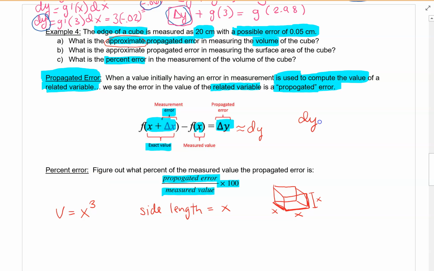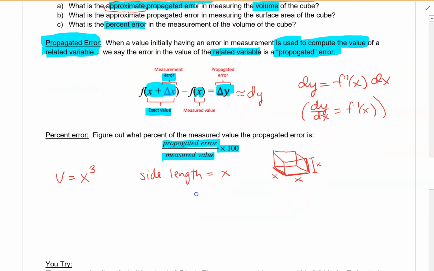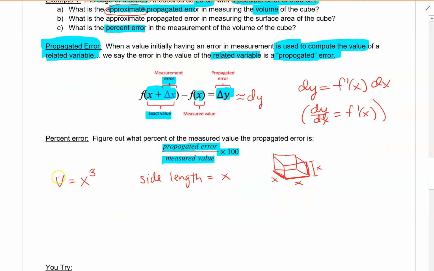So don't forget, it's the derivative with respect to x times dx. And I always start this way. You just take the derivative, which is equal to f prime, and then move the dx to the other side. Now in this case, I'm taking the derivative of volume with respect to x, right? dV over dx. And I just take the derivative of x cubed, 3x squared, and then I move the dx to the other side. So here I can easily see my differentials.